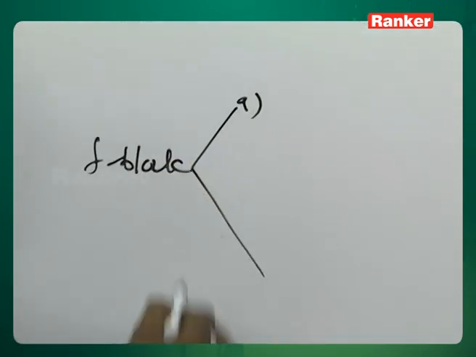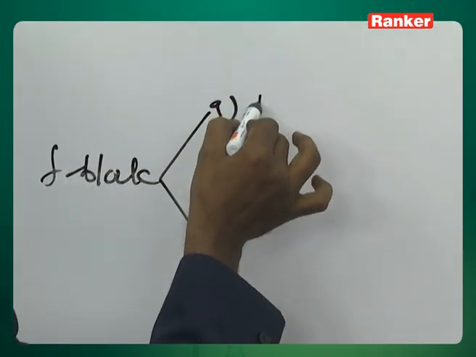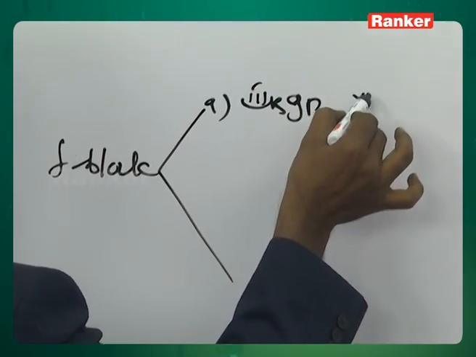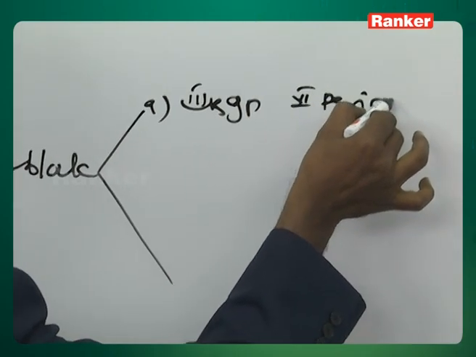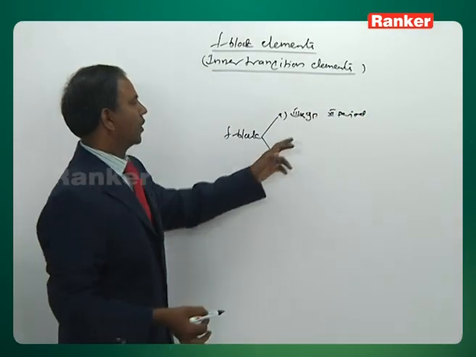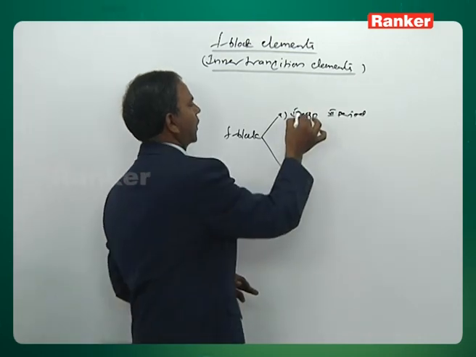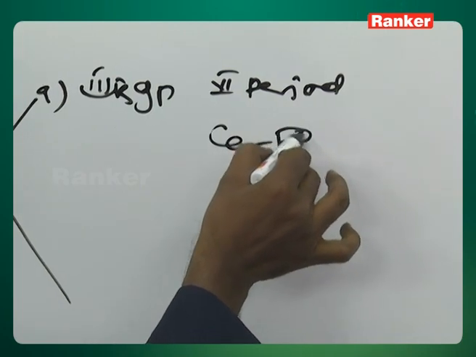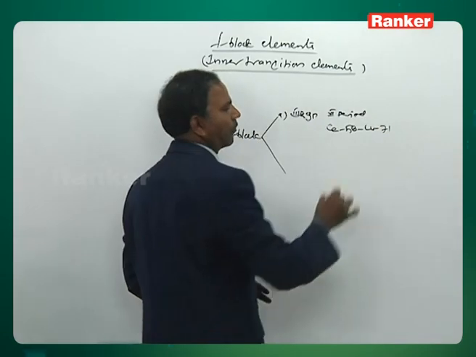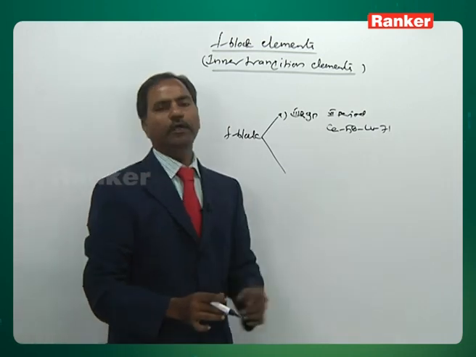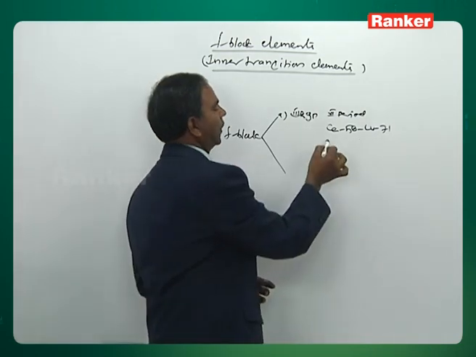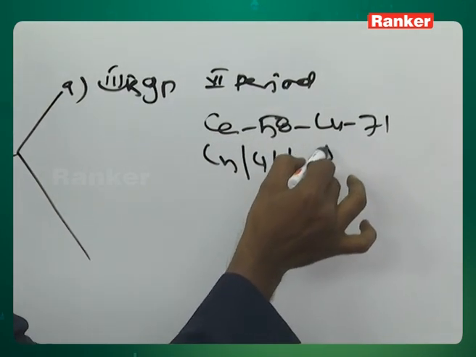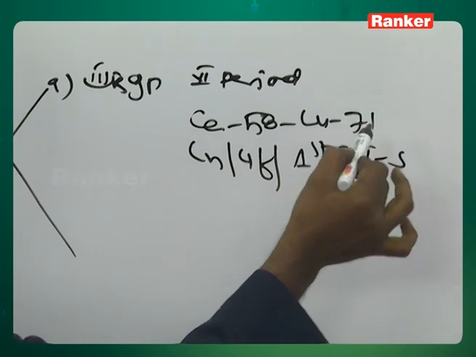Let me say A. The 14 elements of third B group and sixth period, starting from cerium 58 to lutetium 71, are known as what? We can say lanthanides, or you can consider 4F series, or you can say first inner transition series.